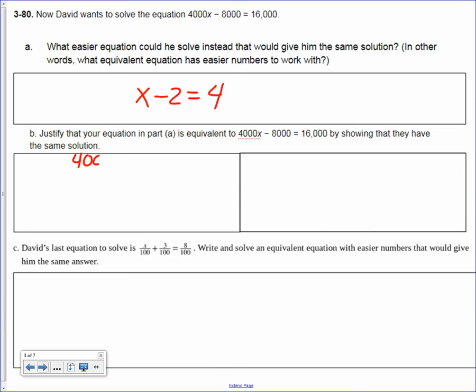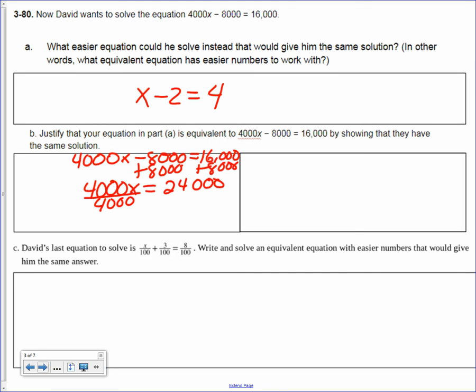So 4,000x minus 8,000. So I'd add 8,000 to both sides. So I get 4,000x equals 24,000. Divide by 4,000. I guess x equals 6 would be if I left it exactly the same. If I used my easier equation, I just add 2 to both sides. I still get x equals 6.